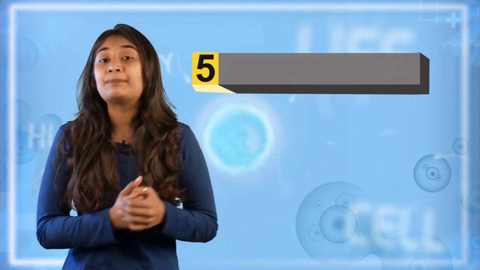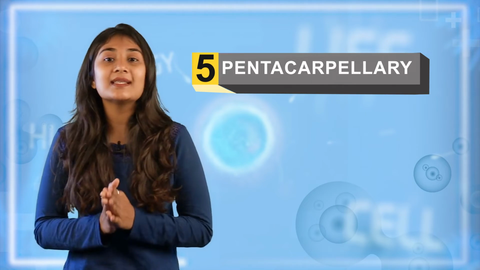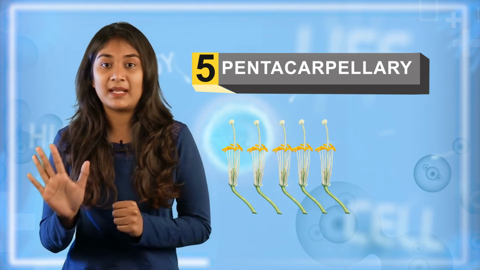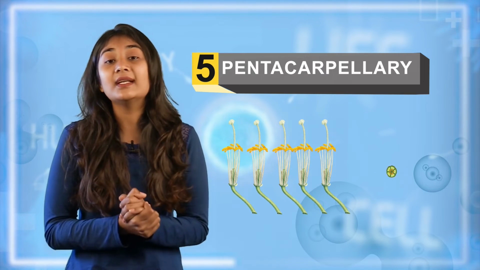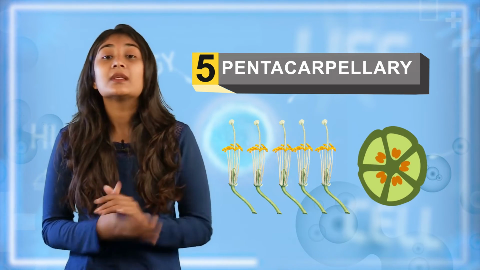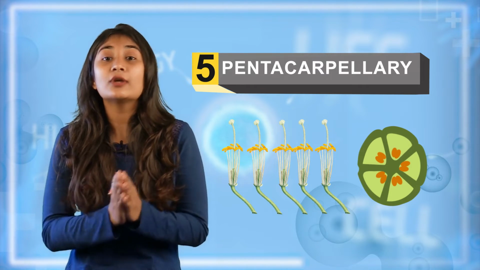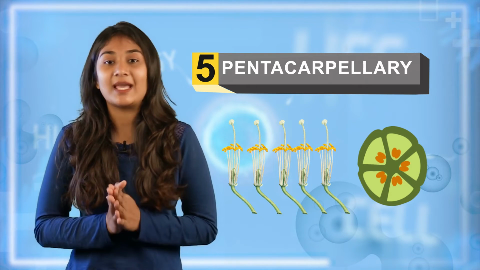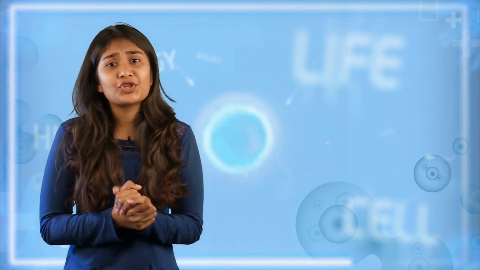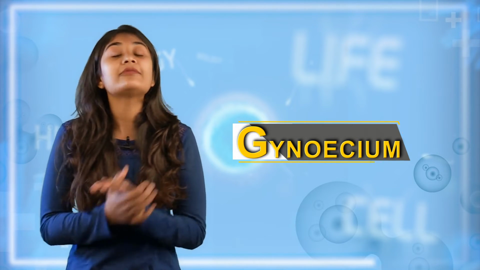Your fifth one is pentacarpellary. As the word suggests, there are five carpels present. For example, you can find it in your hibiscus flower. So today, go to your mother and ask for a hibiscus flower and look into the number of carpels present in the hibiscus flower. Now, your gynoecium might have more than 5 pistils.